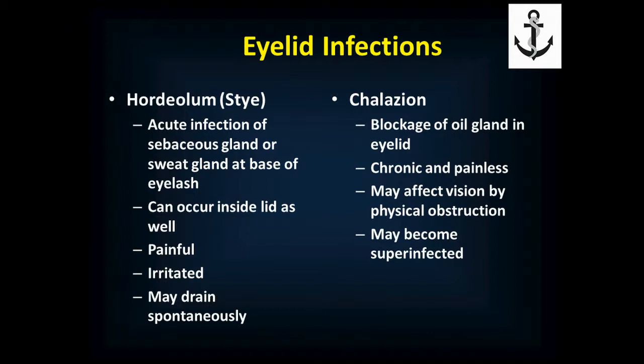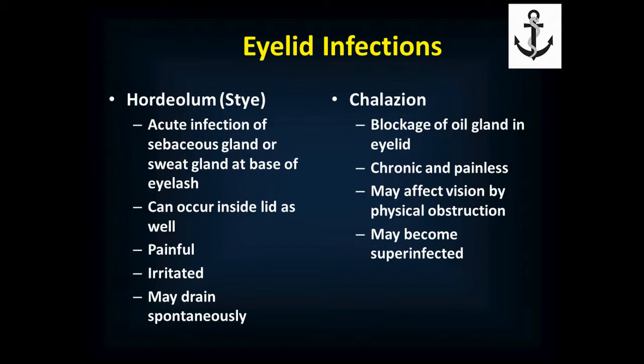The eyelid can get infected, and there's a focal infection and a sort of chronic issue that we'll talk about. The focal infection is the hordeolum or stye, and that's an acute infection of either one of the oil glands or a sweat gland, the sebaceous glands, which make this sort of lubricating, cheesy material at the base of the eyelash. They can actually occur inside the lids as well, in which case they look like a little red bump. They're painful, they get very irritated, and they may drain spontaneously. They typically don't affect vision, except that they can be big enough to be in the way.